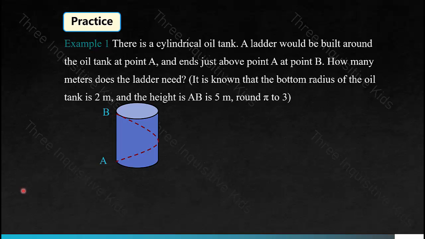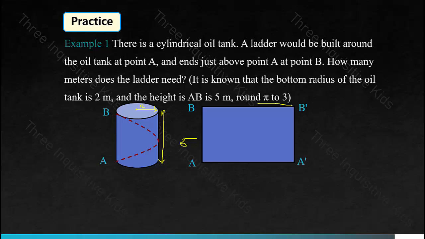Let's do some practice. Example 1. There is a cylindrical oil tank. A ladder would be built around the oil tank at point A and ends just above point A at point B. How many meters does the ladder need? It is known that the bottom radius of the oil tank is 2 meters, and the height of AB is 5. And then we can round pi to 3. So how would you do this? Using what we just used for the last problem, I want you to try to figure this out by yourself.